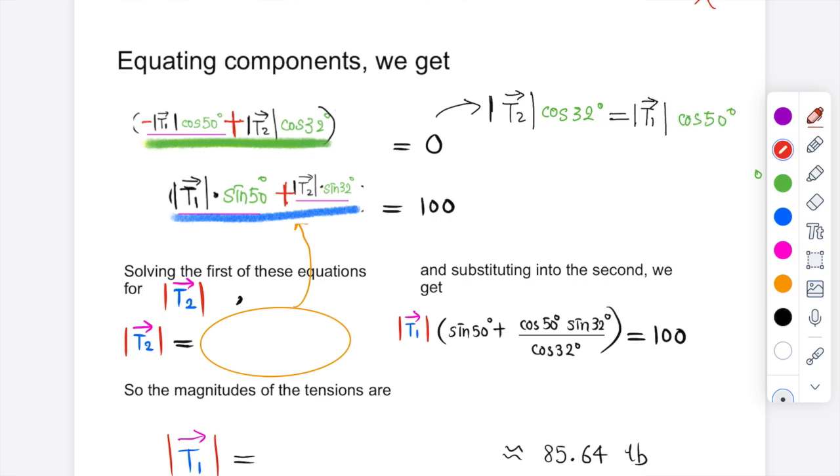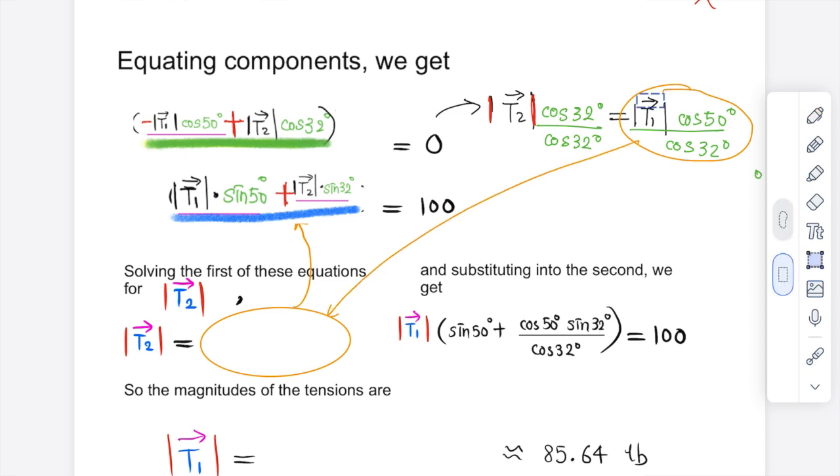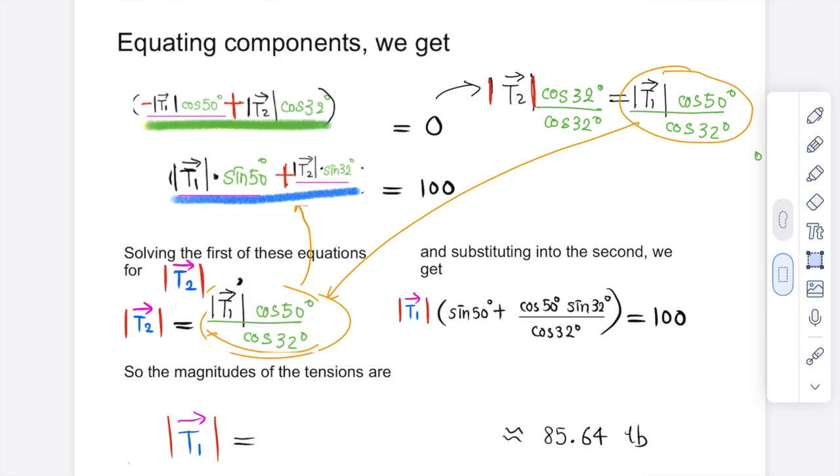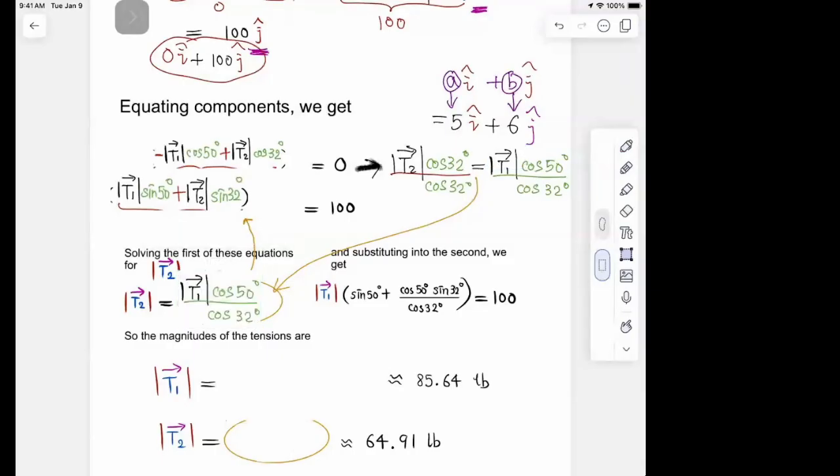Agree? Okay. And then if I try to solve for magnitude T2, I would divide both sides by what? Cosine of 32 degrees. Therefore, from here you will get the result here. That's equal to this, right? That's the magnitude of T2 here. And then you can substitute this into the second equation, and then what do you get?